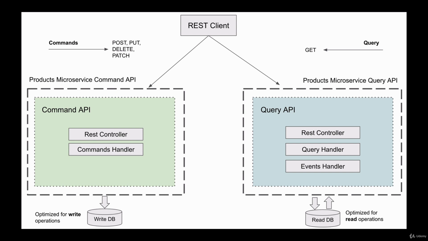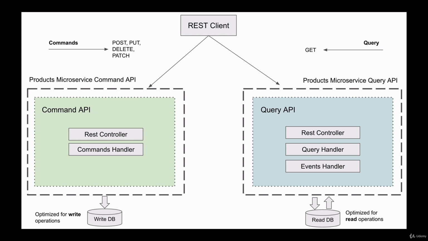When a client application needs to request some information from our products microservice, the request will be routed to the right side microservice that will accept the HTTP GET request, query the read database, and return the requested information. The database of this microservice can be optimized for read operations. And this makes our architecture even more flexible. If our microservice receives a lot of read operations, we can optimize its database for read operations. And if needed, we can start more instances of the query microservice to service these many read HTTP requests.